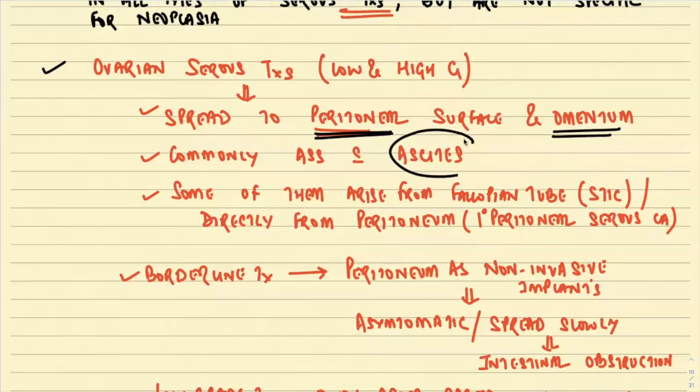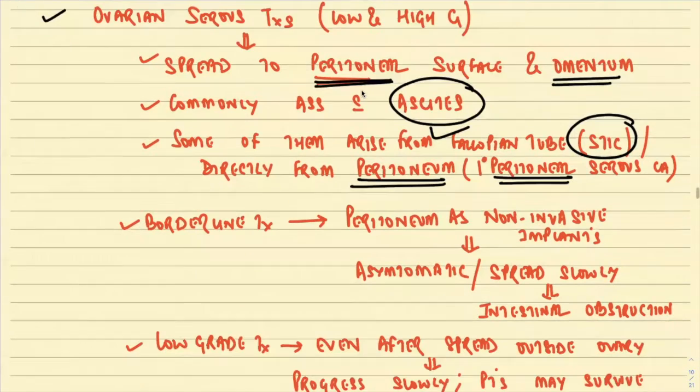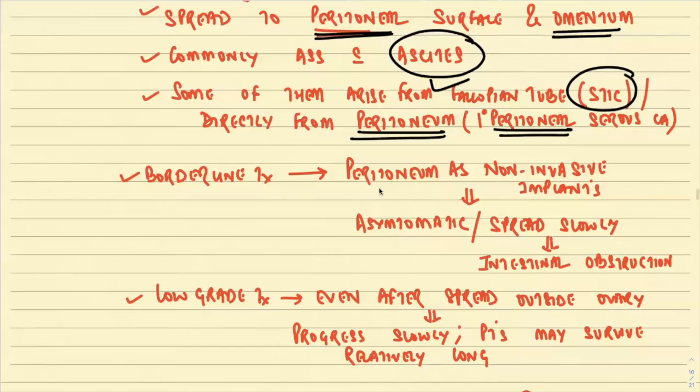They can present with ascites, and some of the tumors arise from the fallopian tube, that is called the STIC, which I've already discussed, and some of them can directly arise from the peritoneum. In that case, we call it the primary peritoneal serous carcinoma. Now, the borderline tumors of the ovary can invade the peritoneum as non-invasive implants, which might either be asymptomatic or might spread slowly and cause intestinal obstruction as well.